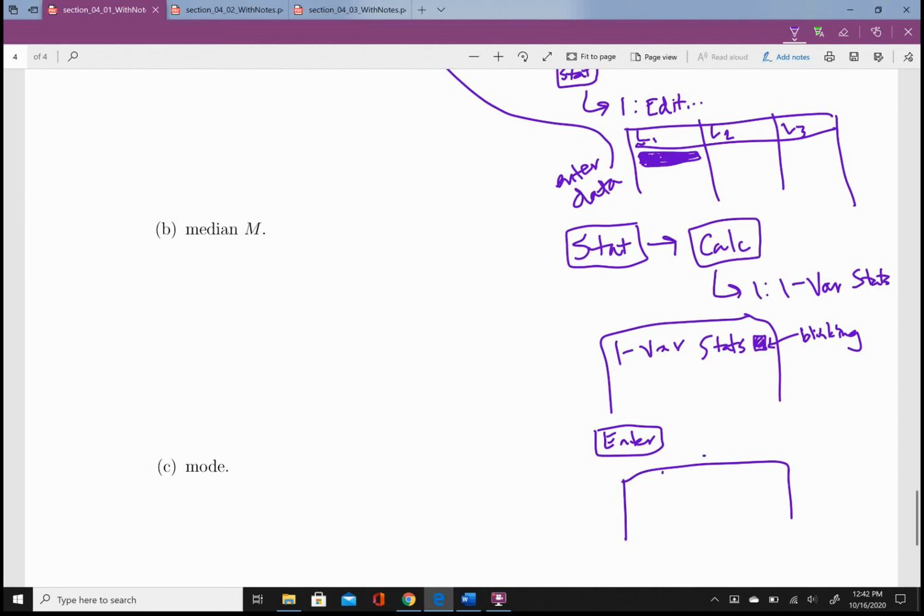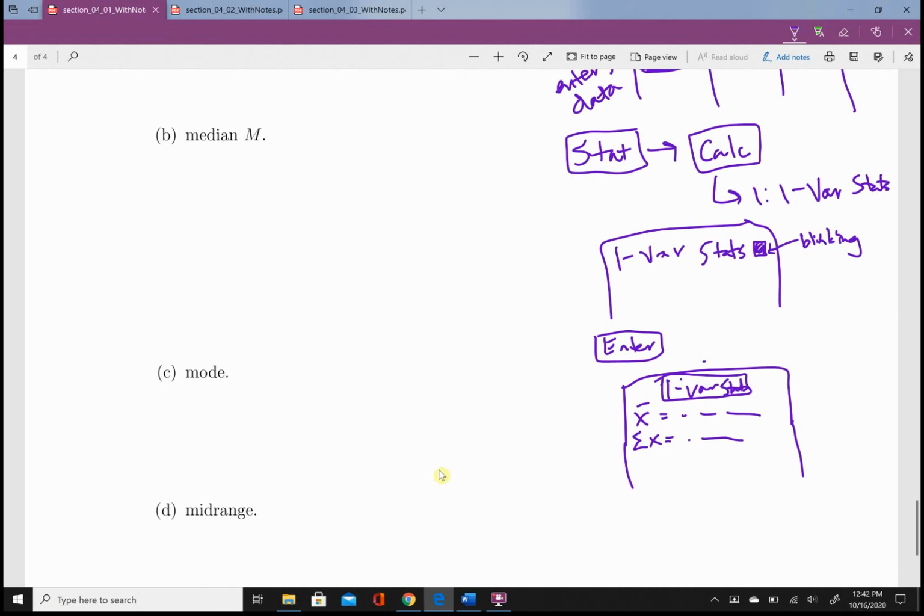In black, it'll be a black box on top and it'll say one variable stats. And then you'll have X bar equaling some number, and the next one will be the summation of X equaling some number, and the summation of x squared, which, like, why would you need that? I can't even tell you when you would need that.